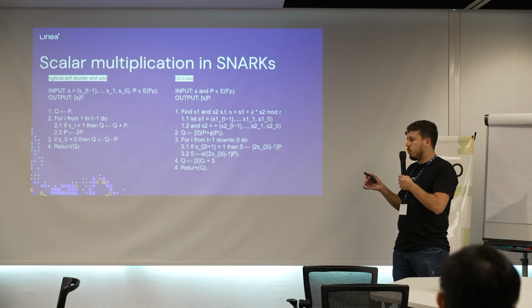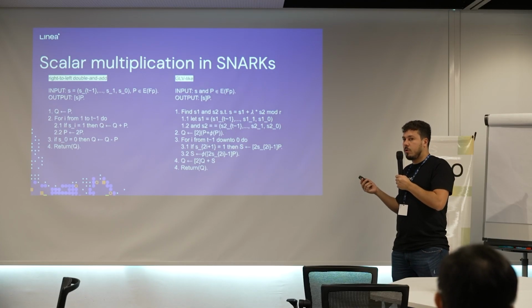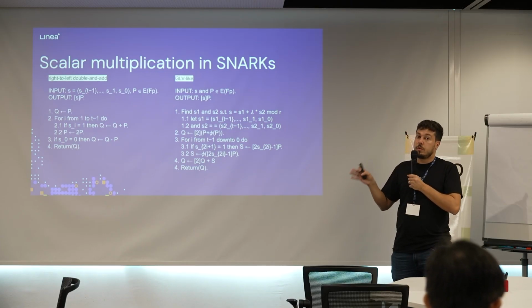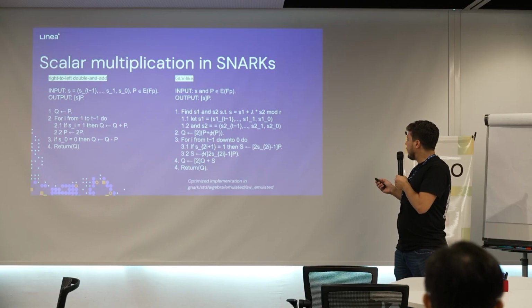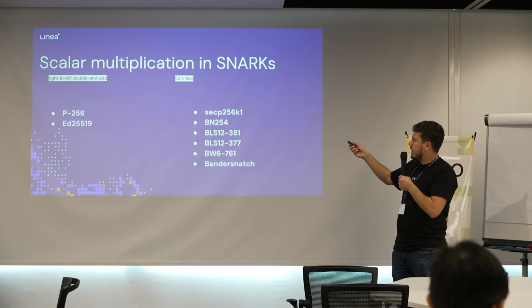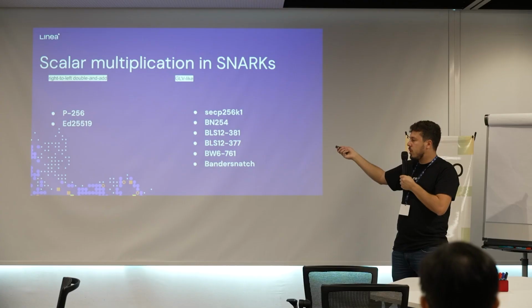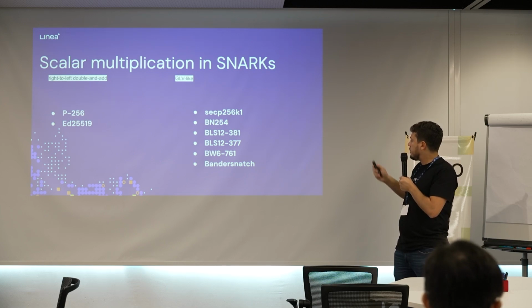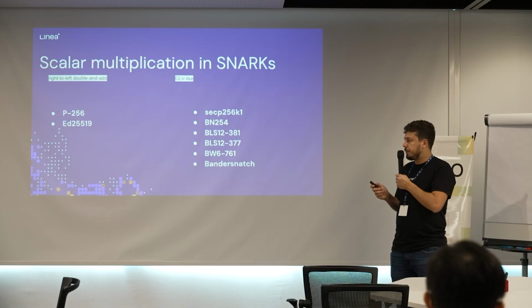And for account abstraction, one way to do this is to do a SNARK of this ECDSA over P256, and then to verify the proof. We have an optimized implementation in gnark for both of these algorithms. Just to recall, the standard algorithm works for account abstraction, so for P256 and Curve25519, and the GLV algorithm works for pretty much all the curves we are interested in: SECP, BN, BLS, BW6, and also Bandersnatch.